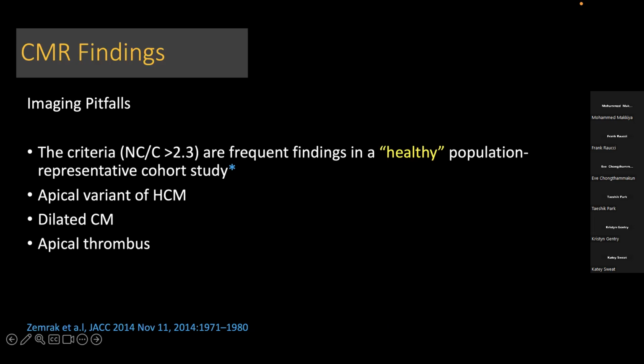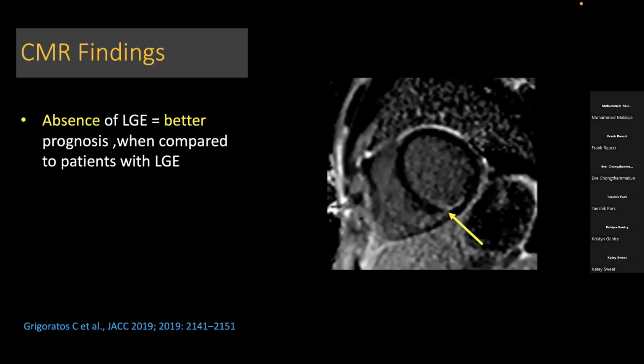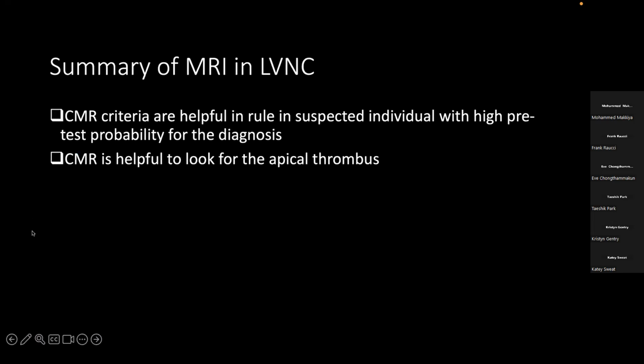Imaging pitfalls: the criteria are frequently found in the healthy population, so it's really challenging for the diagnosis. Apical variant of HCM may be seen in those patients. Dilated cardiomyopathy or apical thrombus may have that hypertrabeculation appearance, and that's why it's sometimes challenging to establish that diagnosis. Absence of LGE equals better prognosis.